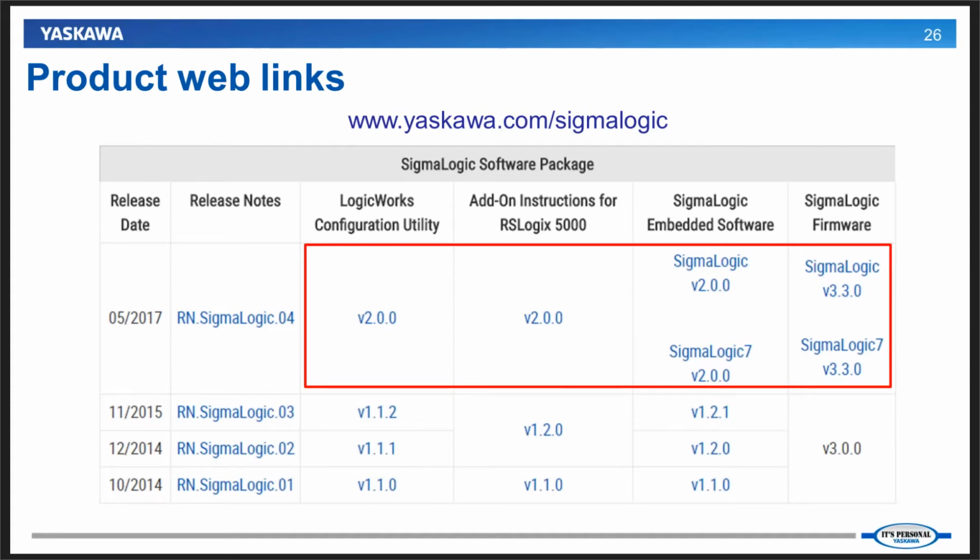Is there any external encoder support for SigmaLogic 7? No, SigmaLogic 7 does not support an external encoder. As Jackie mentioned, it's a compact version. It doesn't have an option card like a traditional SigmaLogic controller. So external encoders are only supported on the Sigma 5 based SigmaLogic controller, the MP2600 based SigmaLogic controller.